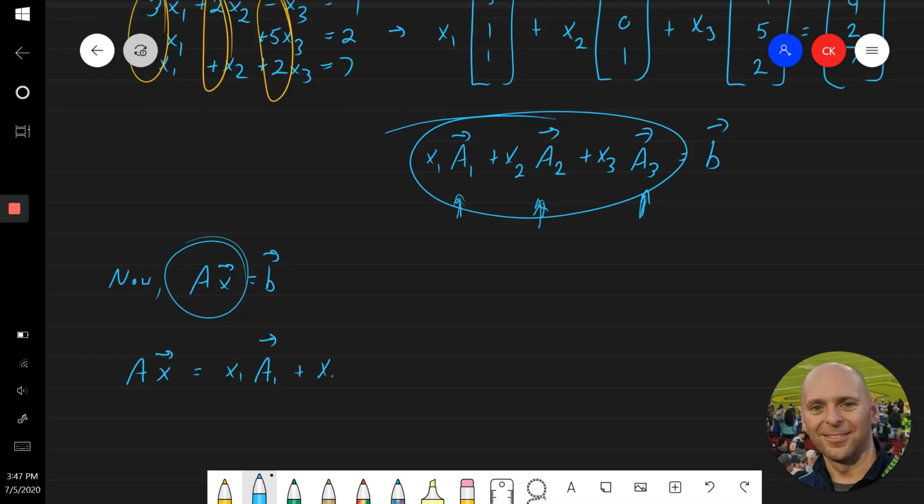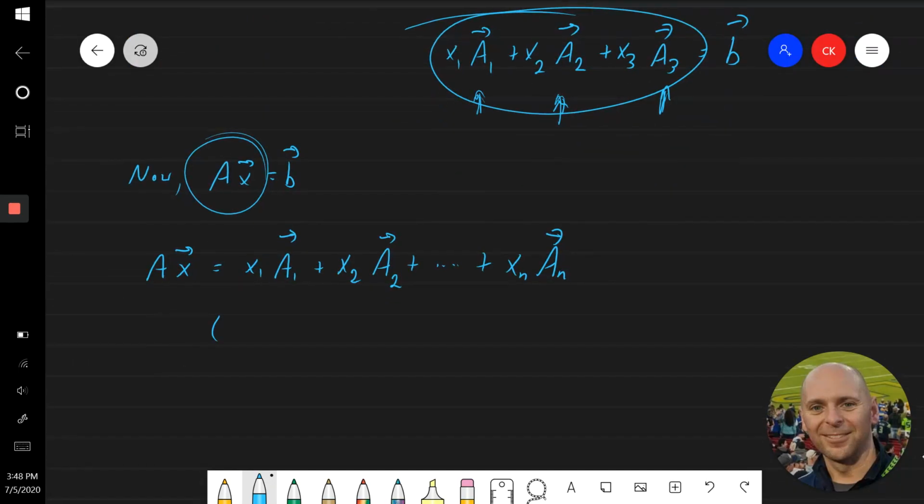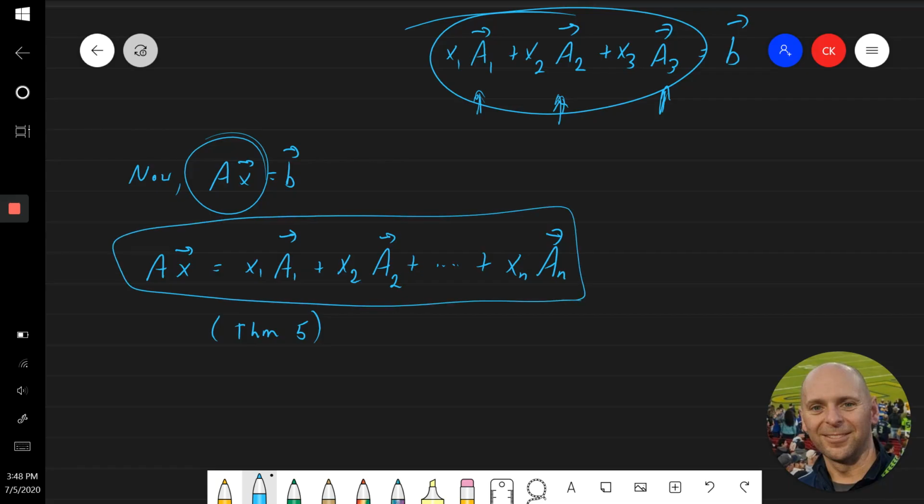So plus x2 times the column matrix a2, plus, and I'll just put a dot, dot, dot here as we go on, x sub n, a sub n. And we get an alternate definition for matrix multiplication in this particular thing. So this is essentially Theorem 5 in our textbook, just so you know. Not that you necessarily have to memorize that as Theorem 5, but essentially that's what they're saying in that particular theorem. So just a nice little equivalence there, and again, a different way to think about matrix multiplication.